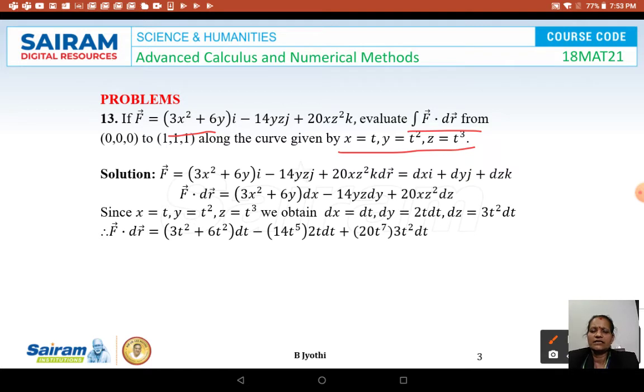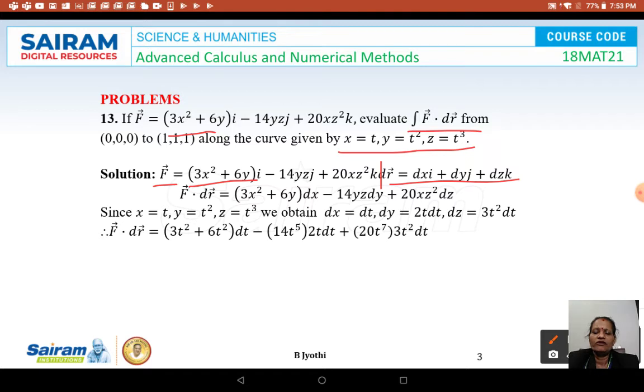Now let us consider F, which is given by (3x squared plus 6y) i minus 14yz j plus 20xz squared k, and dr is given by dx i plus dy j plus dz k. Now we need to take the dot product of the two. That will give us F dot dr equal to (3x squared plus 6y) dx minus 14yz dy plus 20xz squared dz. That is what we get.